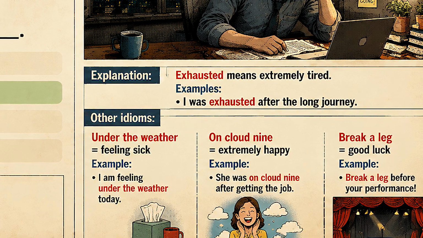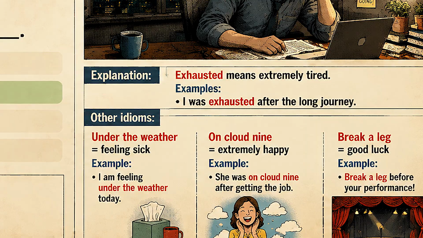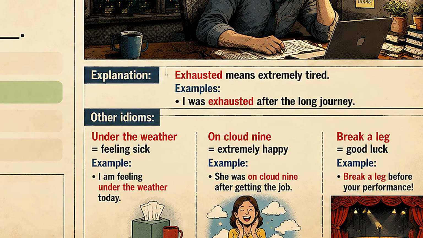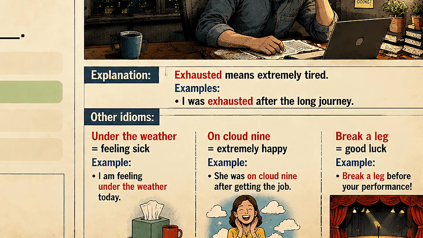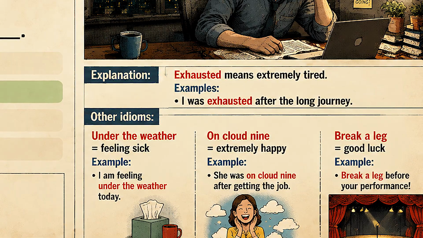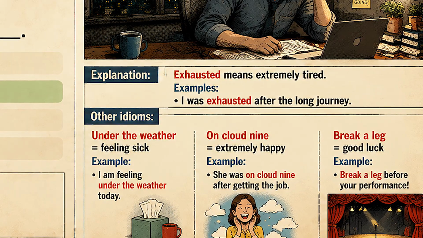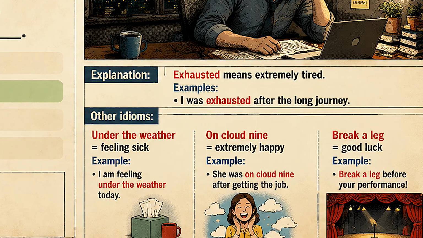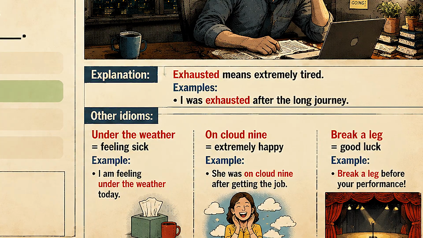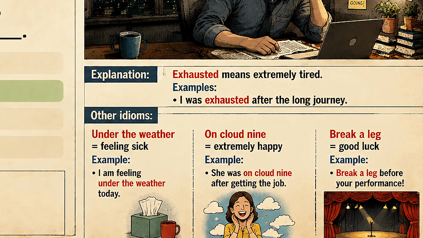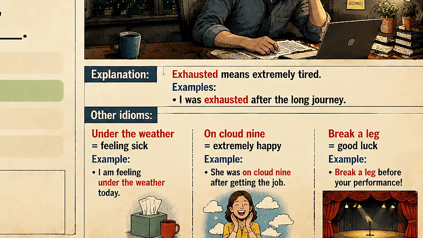So remember these expressions. Exhausted means extremely tired. I was exhausted after working all day. I was extremely tired. Under the weather means feeling sick, not feeling healthy. On cloud 9 means extremely happy. And break a leg means good luck.